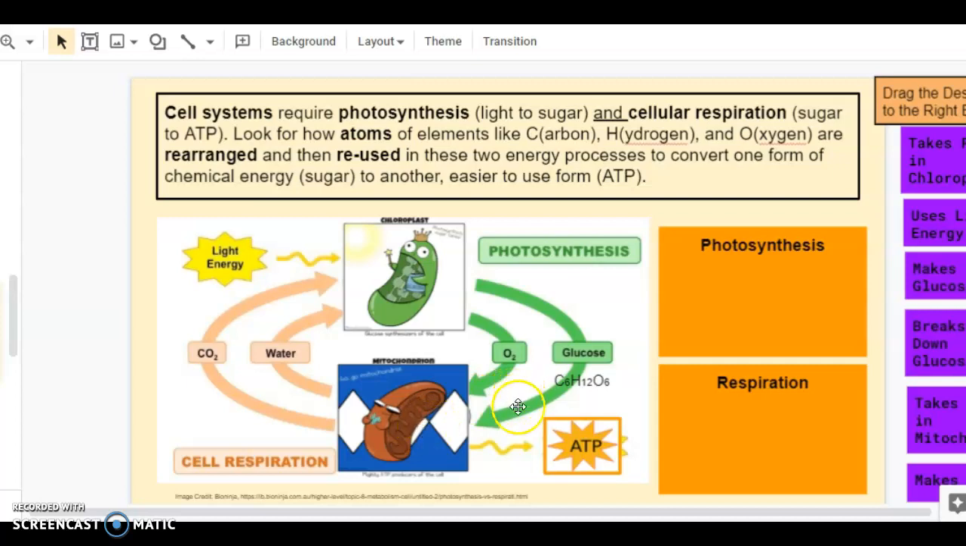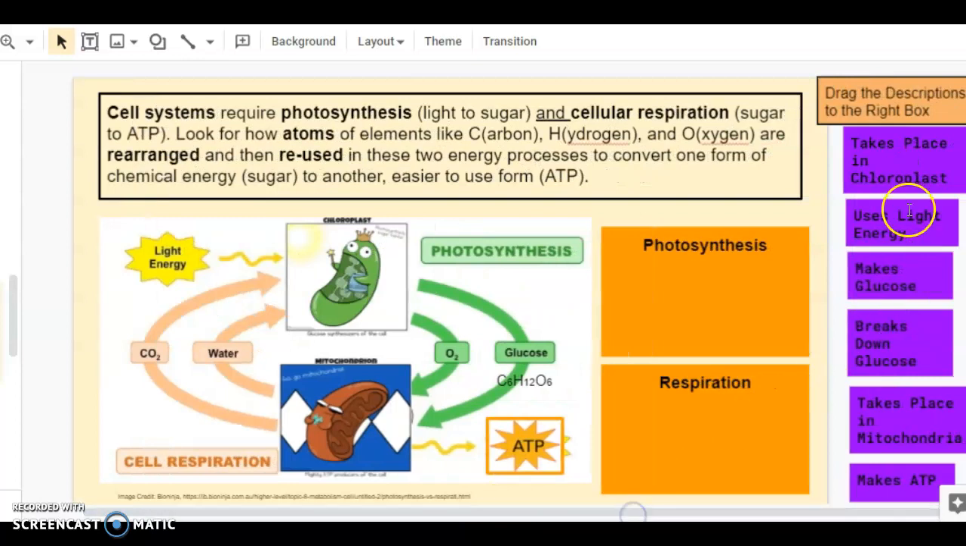Now, when it breaks and rearranges the bonds in glucose and oxygen, it releases some waste products, water and carbon dioxide, which can then be reused by photosynthesis. So this forms a lovely little cycle. Let's take a look and organize some characteristics of photosynthesis and respiration, the two main energy processes.